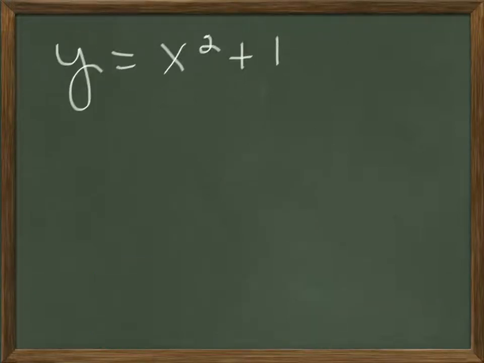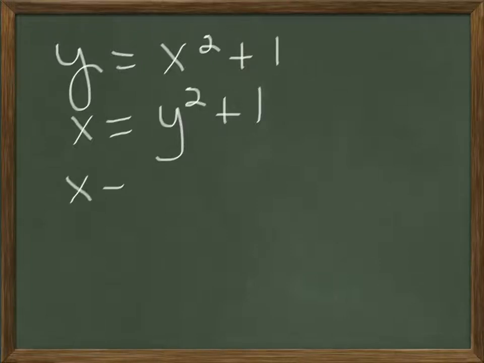Here is another function, y equal to x squared plus 1. It's a function because it's okay for the x to be squared but not the y. So when we exchange our x and y, we get x is equal to y squared plus 1, which tells us that the inverse is not going to be a function because the y is squared.